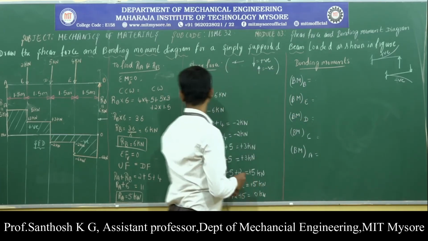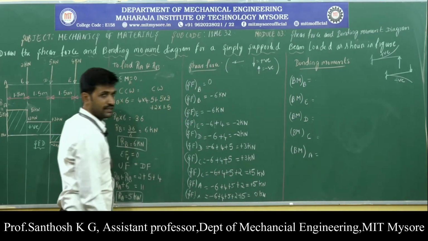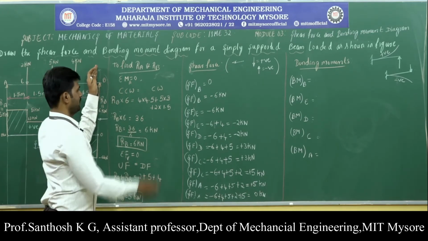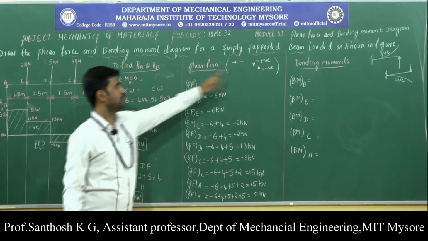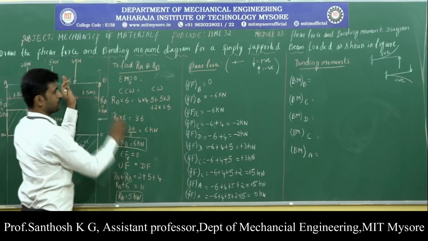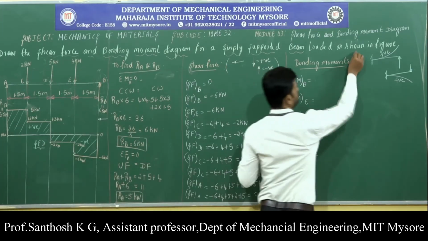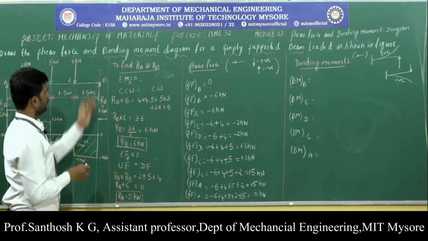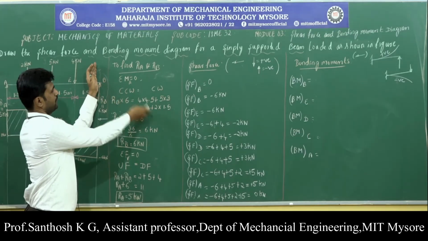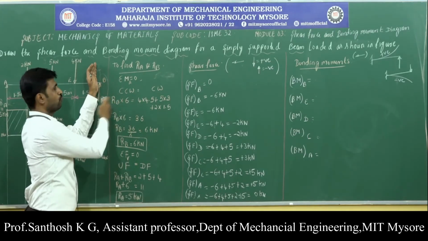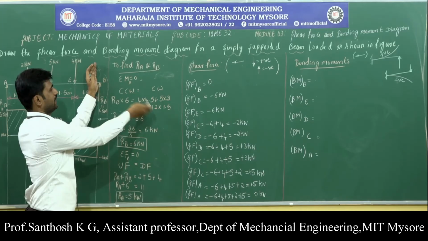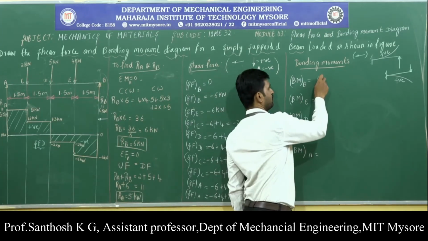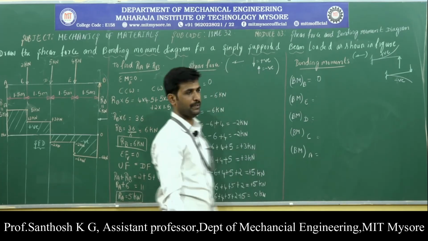First we will find the bending moment at point B. When you try to find the bending moment at point B, I should move from right to left. So the direction of movement is from right to left. When you come from right to left, we can see that there are no forces acting towards the right side of B. Therefore, we don't get any bending moment at point B.